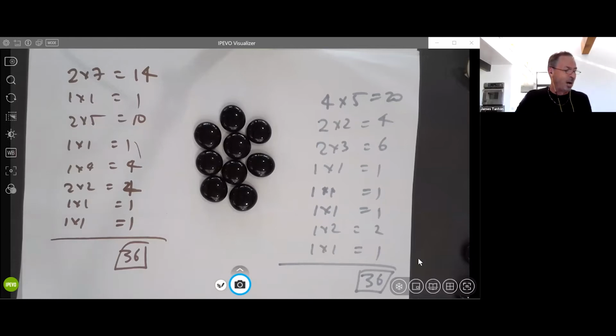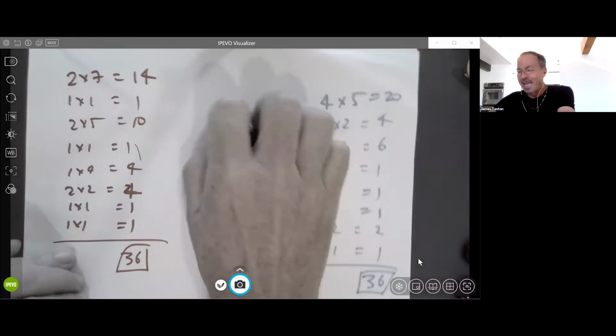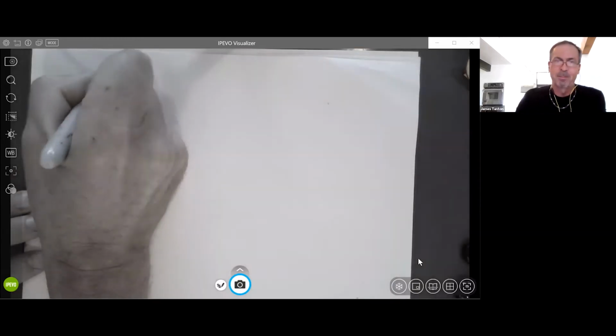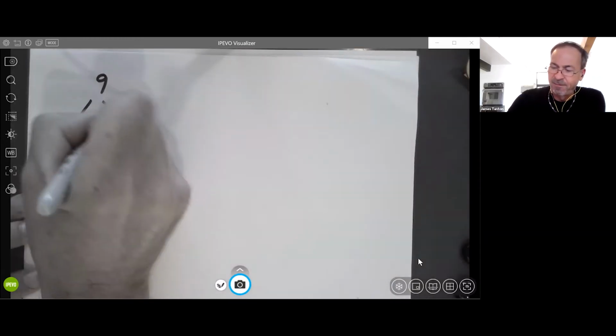I want to get wild and crazy. I'm going to do it again, but let me do a variation. Instead of doing products, let's do the following. In fact, I won't even bother drawing the pebbles now. I'll do it actually as a tree. Here's 9 pebbles. Suppose I split into 5 and 4.